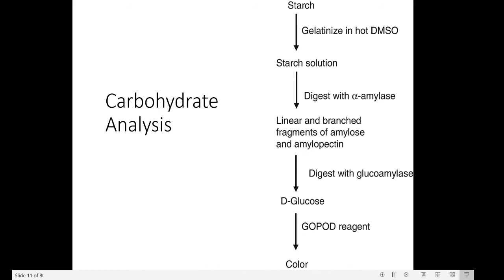So I mentioned this: we can quantify the carbohydrate with the DNS assay and phenol sulfuric acid assay, which directly and indirectly help us quantify the carbohydrate. Another method is the GOPOD reagent. First we take the starch, which is the polysaccharide. Then the starch solution is digested with alpha amylase, which converts it into disaccharides. The disaccharides are converted into monosaccharides by glucoamylase. These monosaccharides are quantified by the GOPOD reagent.